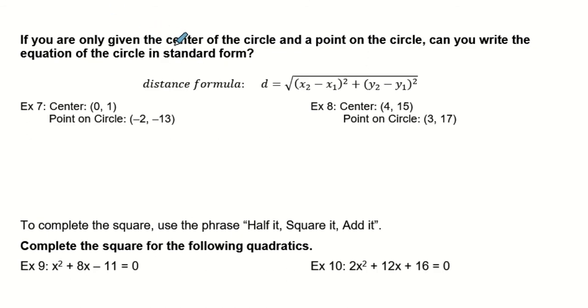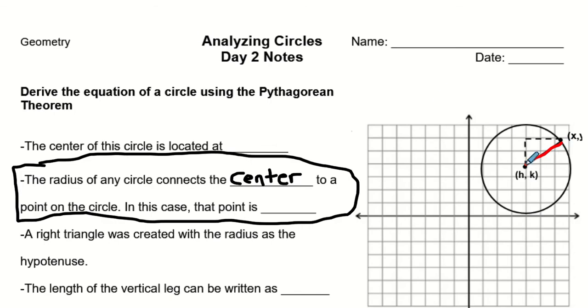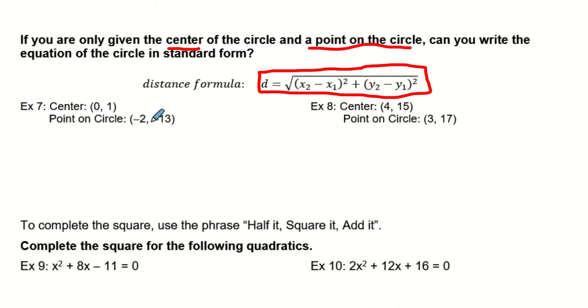So it says if you are only given the center of the circle and a point on the circle, you can write the equation for the circle. So instead of actually giving you a graph, if I gave you the center, which is 0, 1, and then a point on the circle here, I can actually find the equation. Now to do that, I need the radius. And the way I'm going to find the radius is just by using the distance formula. Because remember, the radius is just the distance between the center and a point on the circle. So if I have the center and a point on the circle, I can use the distance formula to find the radius. So I'm going to do that here.